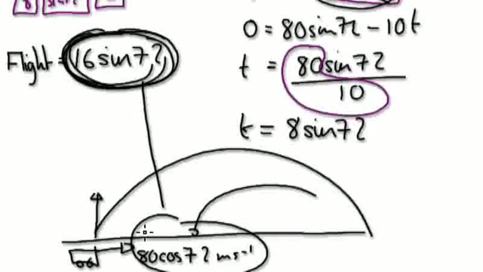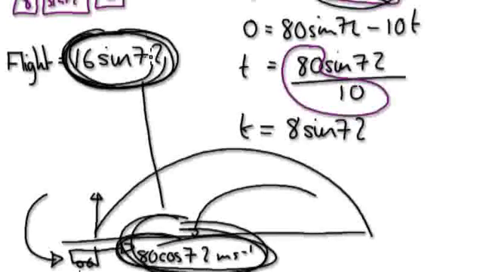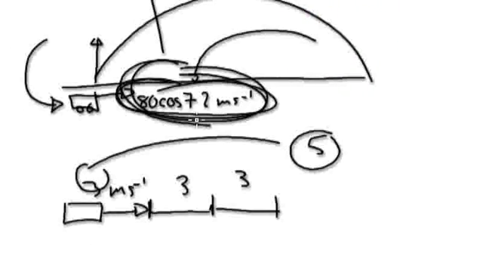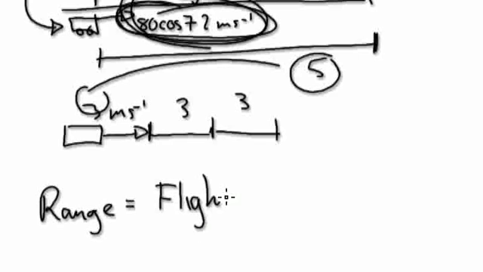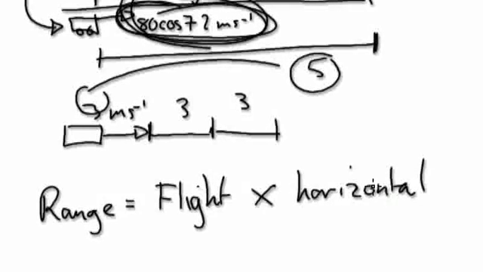Okay. Well, once you've got your flight time, then imagine you sitting in your dad's car and driving it at a speed of this. So you would get this times this. So the range, but by the way, the whole distance here is called the range. Okay, the range of the cannon would be, range equals what was it? Flight times horizontal speed. Times by the horizontal speed.